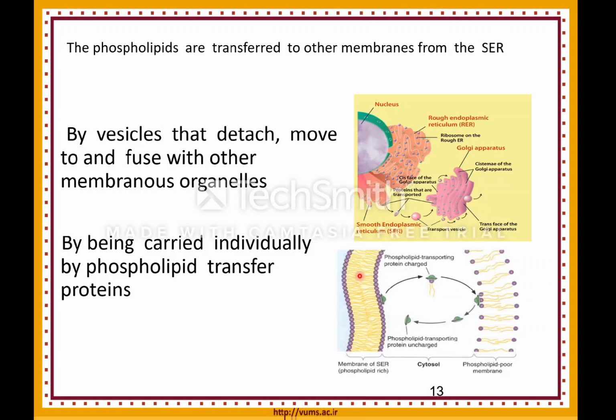For example, here the membrane of the SER is rich in phospholipid, and this phospholipid is transferred by these carriers to other membranous organelles that are poor in membrane phospholipid, and then the carrier comes back again and starts carrying the phospholipid.